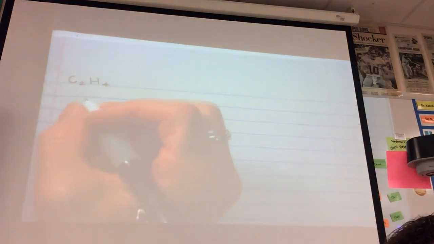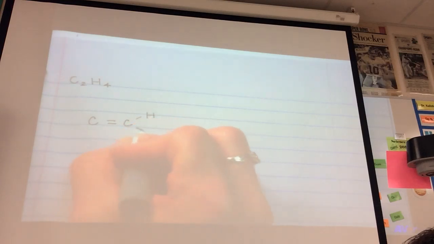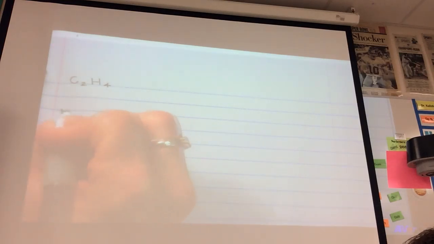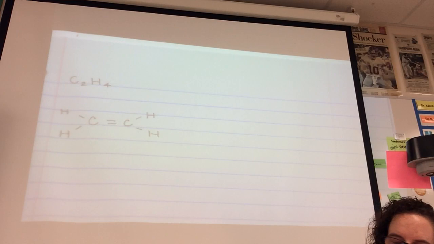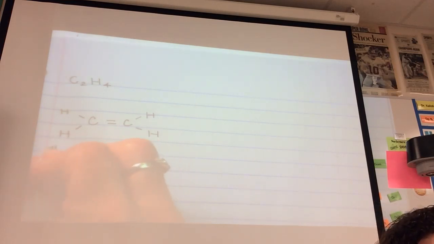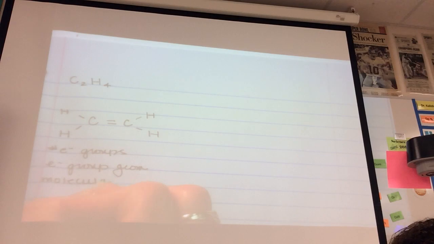So here's ethylene, and if you were to draw it, I'm going to draw it as they did because it truly has trigonal planar electron group geometry as well as molecular geometry. And if you were to consider the number of electron groups, electron group geometry, molecular geometry, and hybridization, that's the new piece.